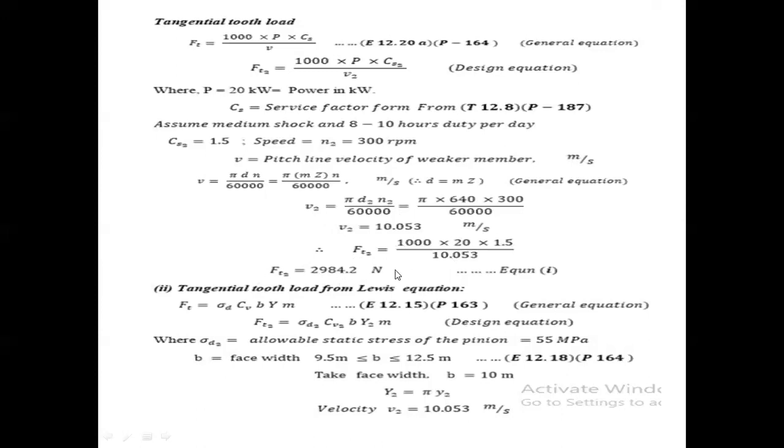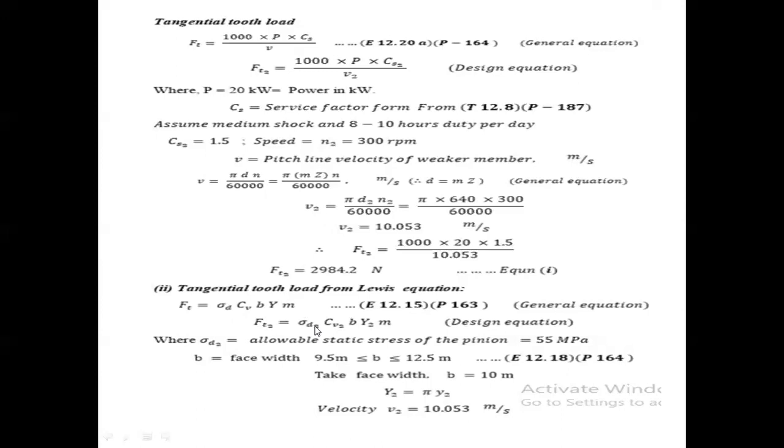In the diameter unknown problem, we get the module m in the denominator. Here we don't get any module because I have directly substituted the value for diameter, not used the D is equal to mz condition. This is the general equation I had used. And the next step, we have to use the tangential equation given by Lewis, that is Ft is equal to sigma d Cv b y into pi m. This is equation 12.15, what is given by Lewis.